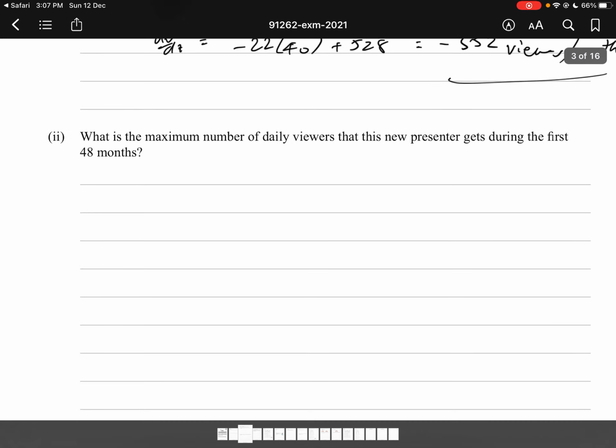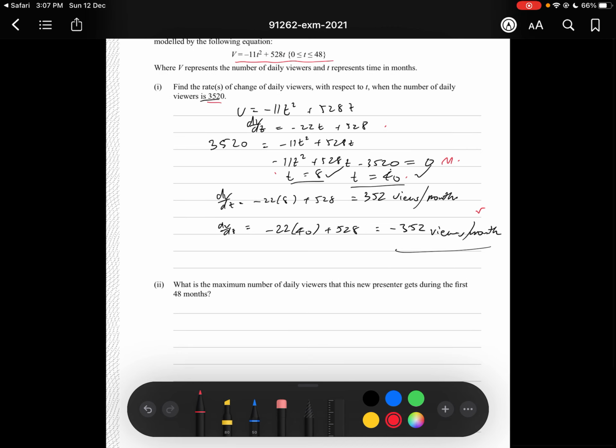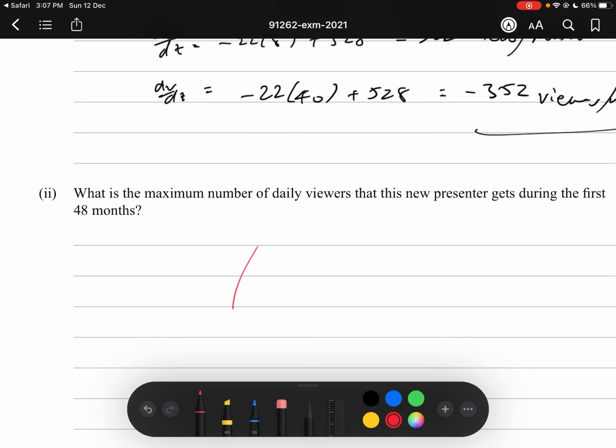What is the maximum number of daily viewers that this new presenter gets during the first 48 months? So the maximum number of daily viewers will be when the gradient function is equal to 0. So that's when the rate of change of the viewers is equal to 0, the turning point of the function. Since this function is a negative parabola, it will look something like this.